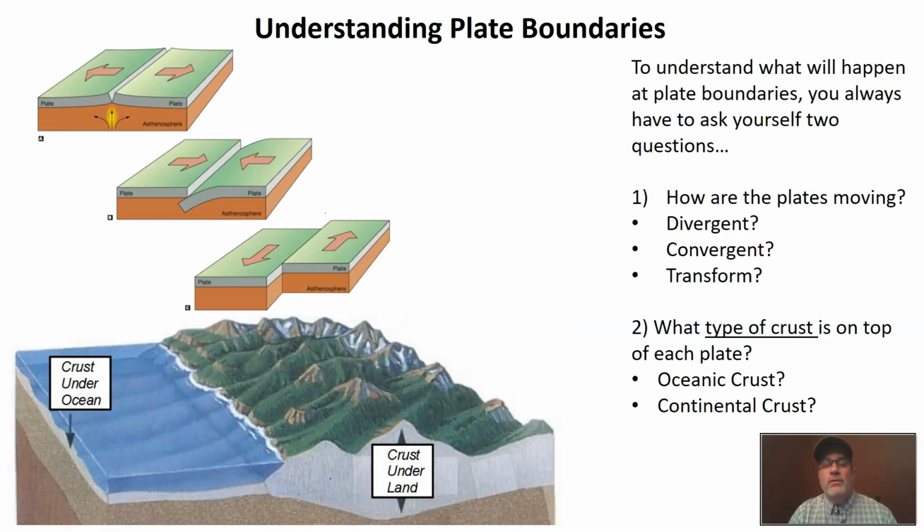One of the things I want to keep reminding you is to understand what's happening at any plate boundary. You have to ask yourself these two questions. How are the plates moving? Are they dividing? Are they colliding? Are they sliding past each other? Are they divergent, convergent, or transform? And the second thing you need to know is what type of crust is on top of each of the plates at the boundary. And remember, a boundary is just the place where two plates come together.